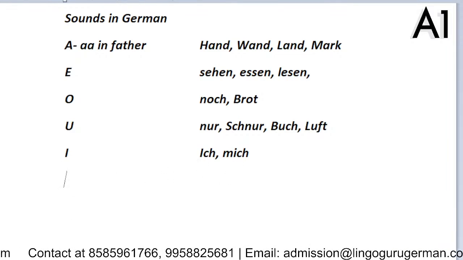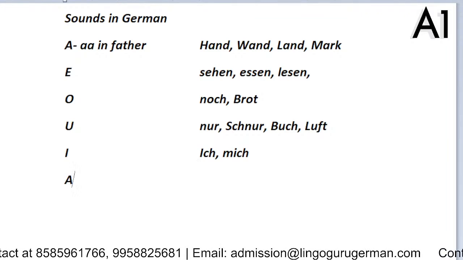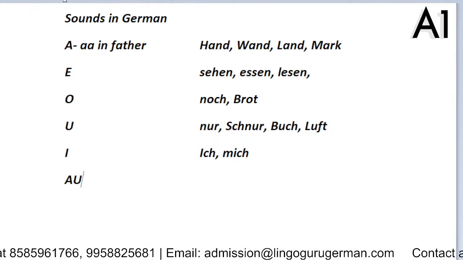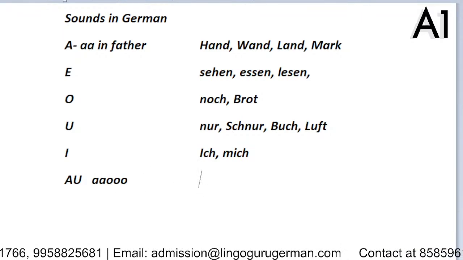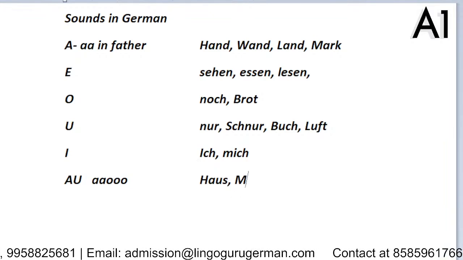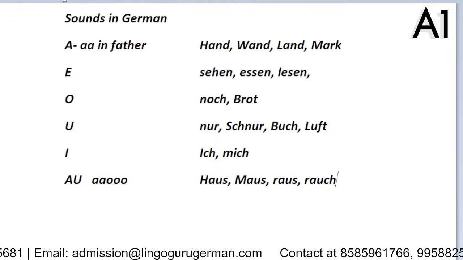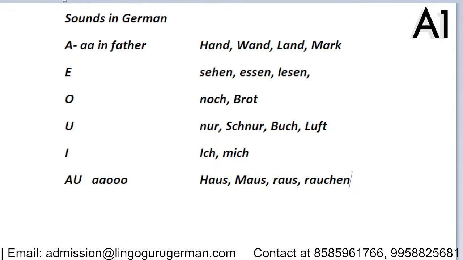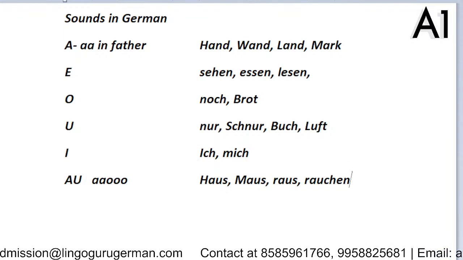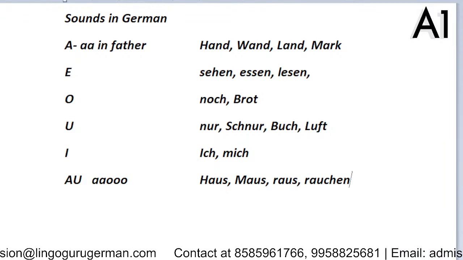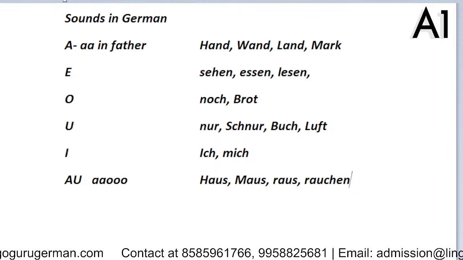Now what happens when these vowels come with each other? For example, when A comes with U, that is going to make the sound of AU. Example, house, mouse, raus, rauchen. Au, always, no exception.